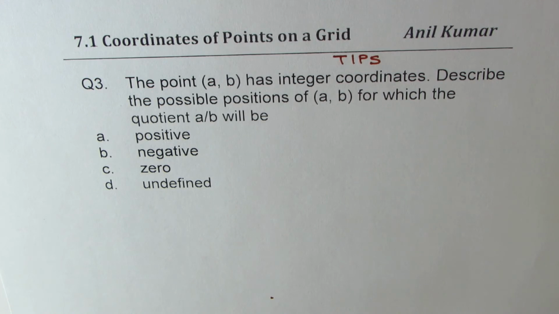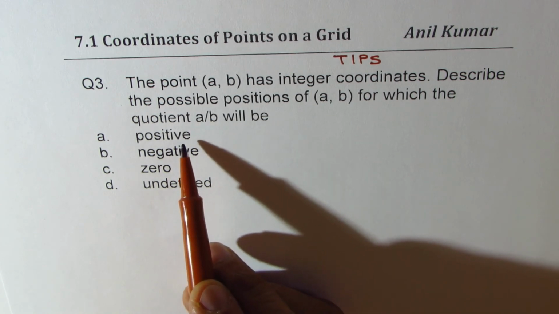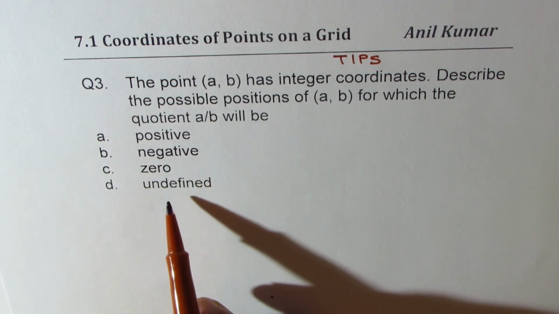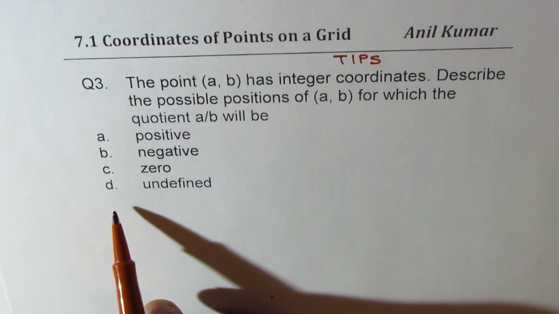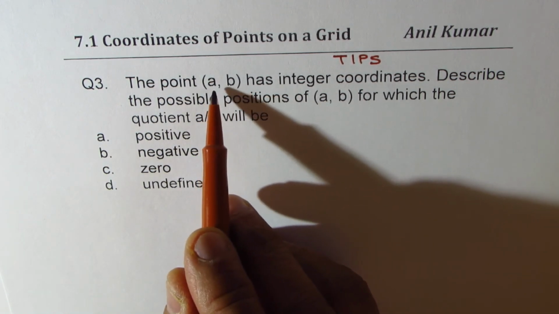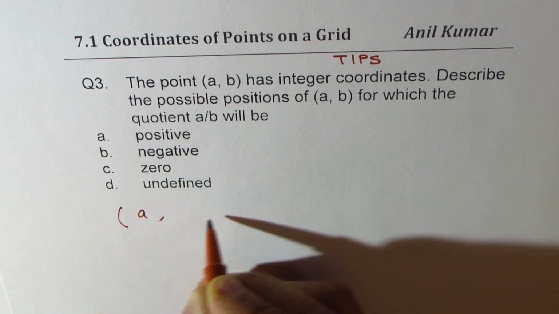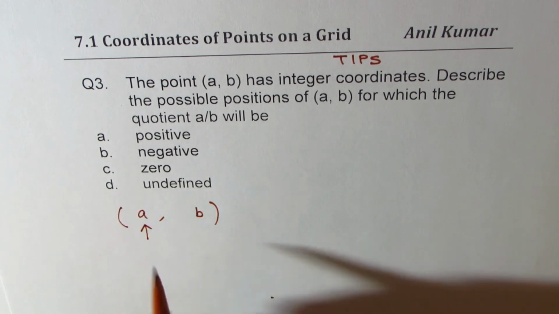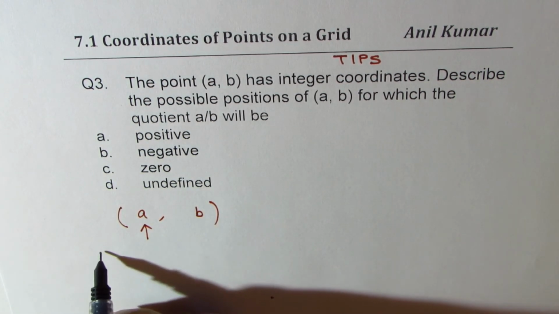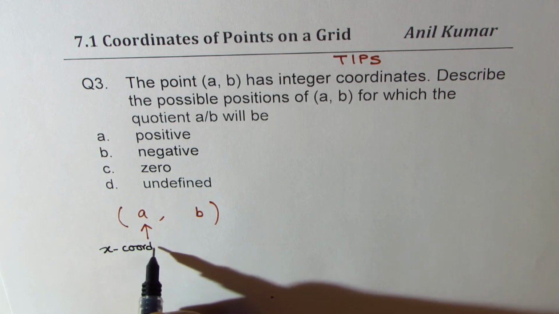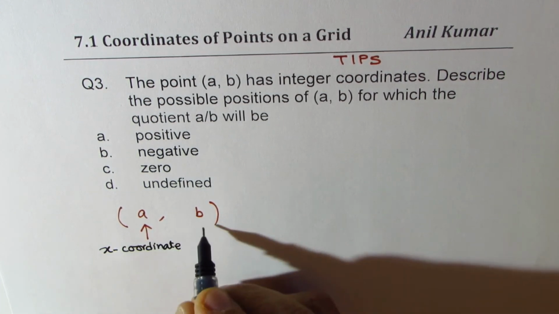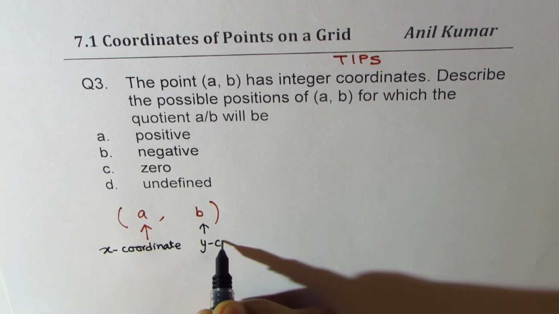The point A, B has integer coordinates. Describe the possible position of A, B for which the quotient A over B will be positive, negative, 0, or undefined. So we have 4 different parts. So A and B are coordinates, x coordinate and y coordinate, right? So we are given here A and B. So in this, A is the x coordinate and B is y coordinate.